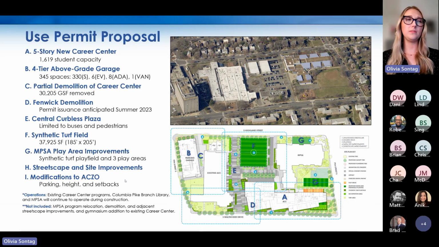S3A zoning district. I do just want to note the existing Career Center programs, which APS will outline in their presentation, the Columbia Pike Branch Library and the MPSA program will continue to operate throughout construction. And then some of the items that are not included in this use permit are the MPSA program relocation, demolition of that building, and adjacent streetscape improvements, as well as a gymnasium addition that is envisioned potentially for the future, which sits in this dotted line over here on the corner of 9th and South Walter Reed.